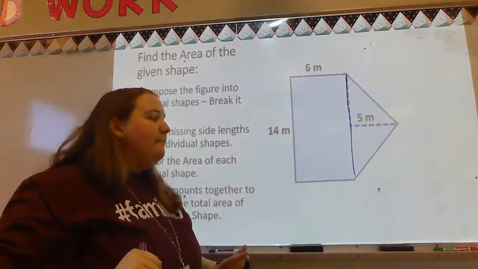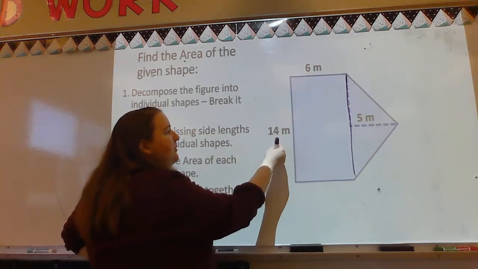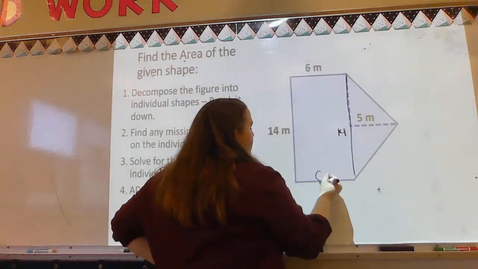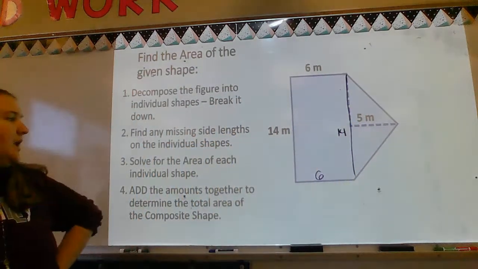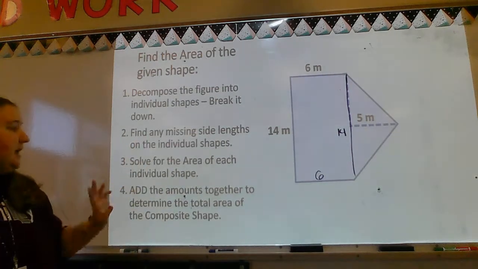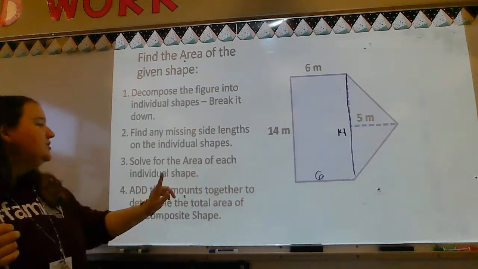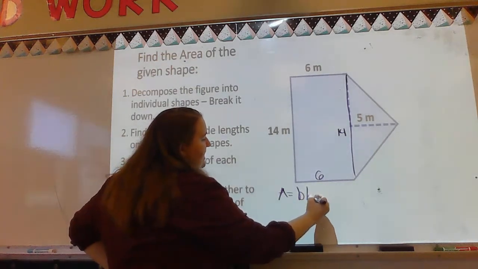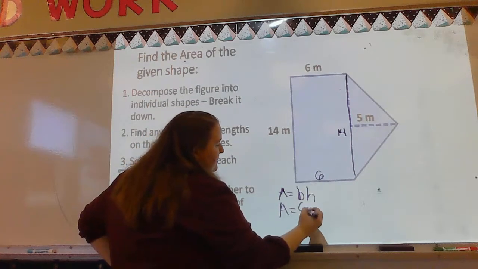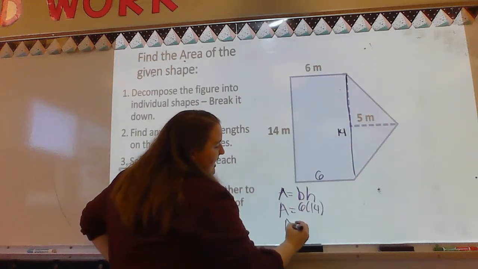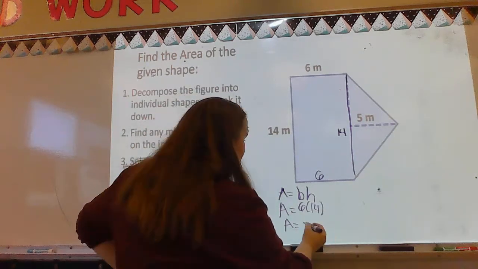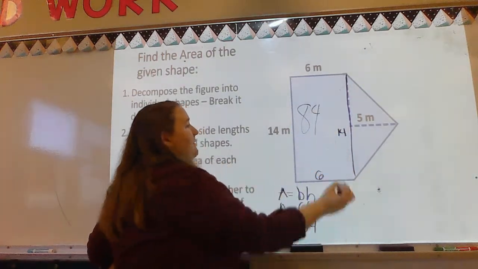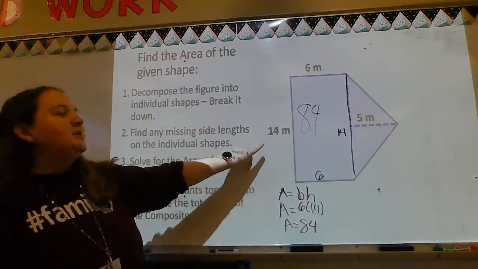Now, this time, I'm just going to leave it right here, okay, because I think y'all can clearly see it. Now, let's talk about the measurements real quick. Just remember, if 14 is here, then 14 is here. If 6 is here, 6 is here. Okay, so find any missing side lengths. We're good? Solve for the area of each individual shape. So let's do the rectangle first. Area equals base times height. Area equals 6 times 14. Area equals 84. Okay? So for this big part right here, it is 84 meters. I know it's meters because it says M.